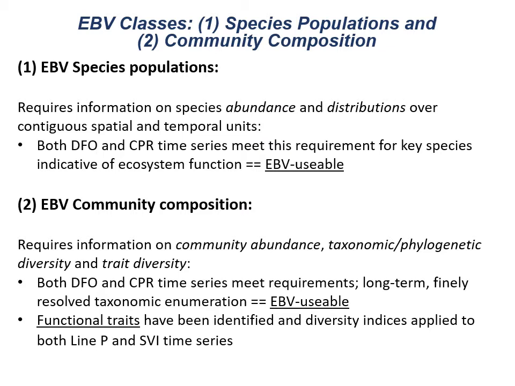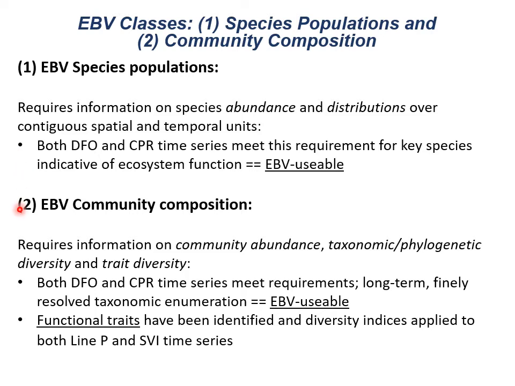Okay, starting with EBV classes 1 and 2, species populations and community composition. For species populations, which are typically target species, we need information on species abundance and distributions over contiguous spatial and temporal units. And both the DFO and CPR time series meet this requirement for key species indicative of ecosystem function, so they're termed EBV usable.